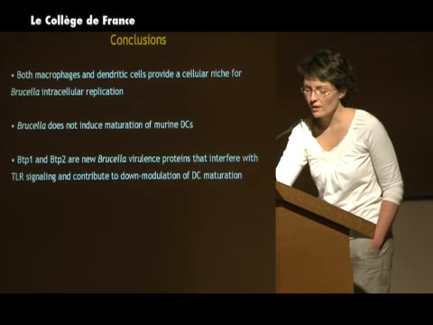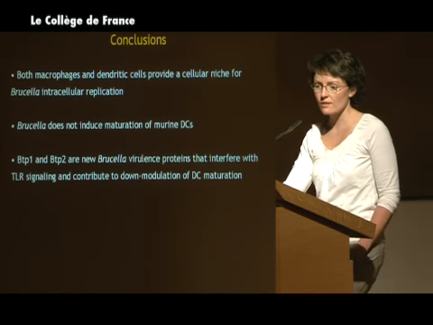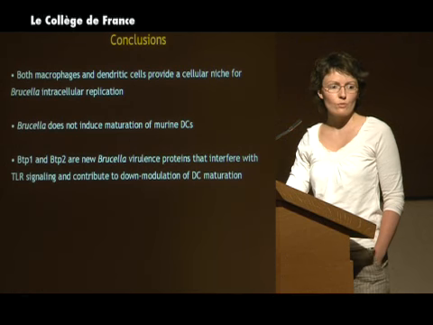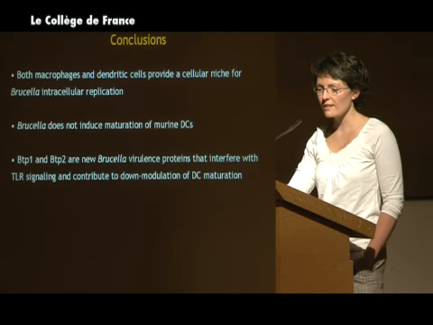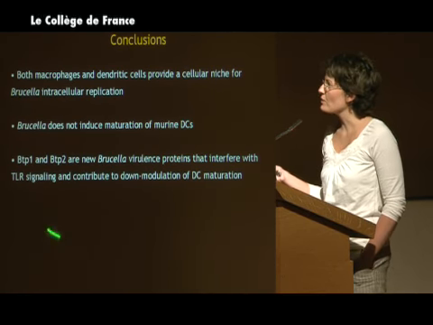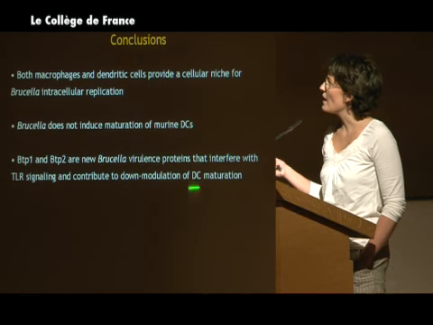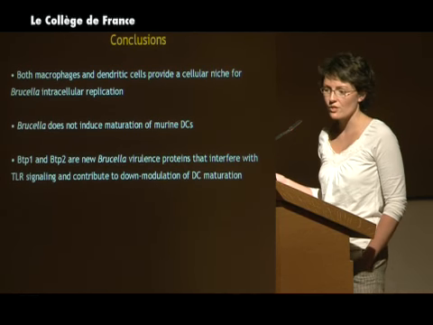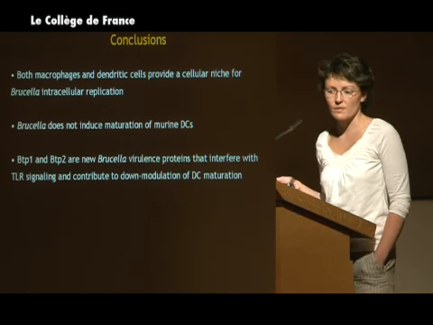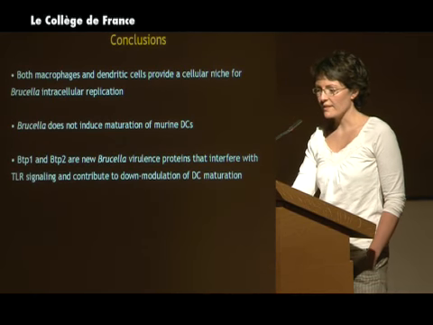So in conclusion, not only macrophages, but also dendritic cells seem to provide an intracellular niche for Brucella survival within host cells. And we've identified two proteins that seem to contribute to downmodulation of dendritic cell maturation by interfering with specific toll-like receptor signaling pathways.